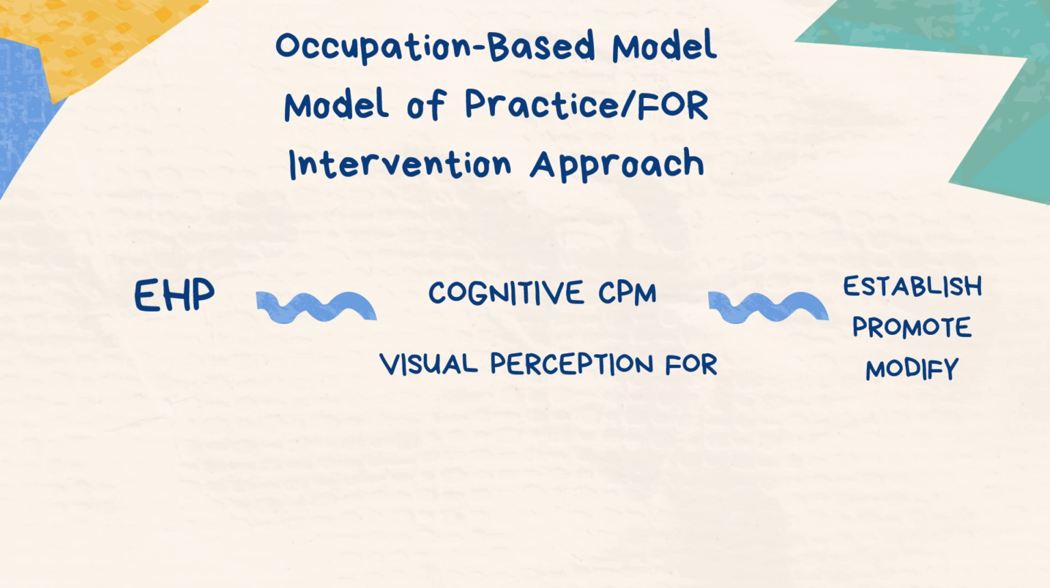The occupation-based model, model of practice, frame of reference, and intervention approaches I kept the same because they still apply to this activity. The only thing that I've changed for this activity, I put establish, because her adaptive keyboard is somewhat new to her. We want to establish those typing skills, getting her accommodated to her keyboard so she can be successful and get used to using it, because she'll need it when she's transitioning into high school this upcoming August.